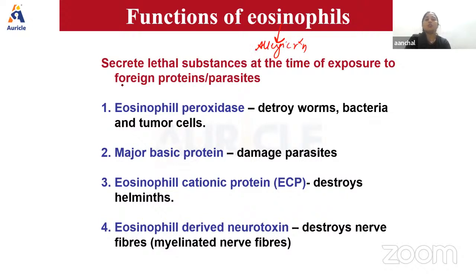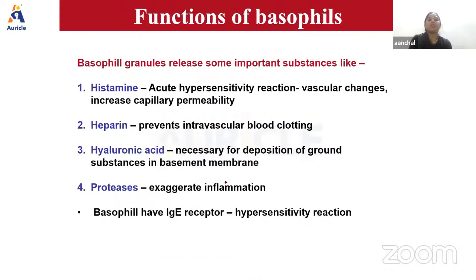reactions. So it secretes lethal substances at the time of exposure to foreign proteins and parasites. So we have eosinophil peroxidase, which destroys worms, bacteria, and tumor cells. We have major basic protein, which damages parasites. Then we have eosinophilic cationic protein, ECP, which destroys helminths. And we have eosinophil-derived neurotoxin, which is responsible for destruction of nerve fibers, mainly myelinated nerve fibers.